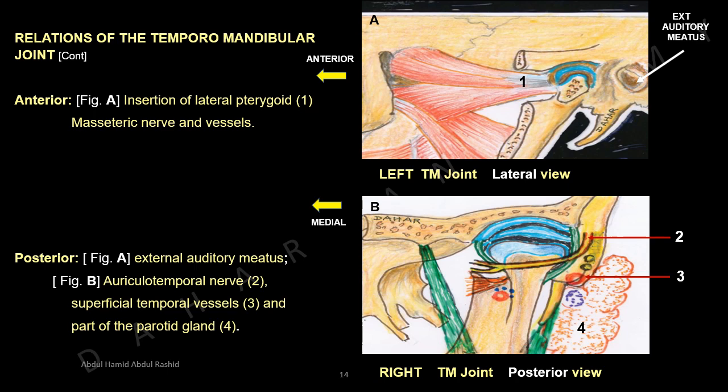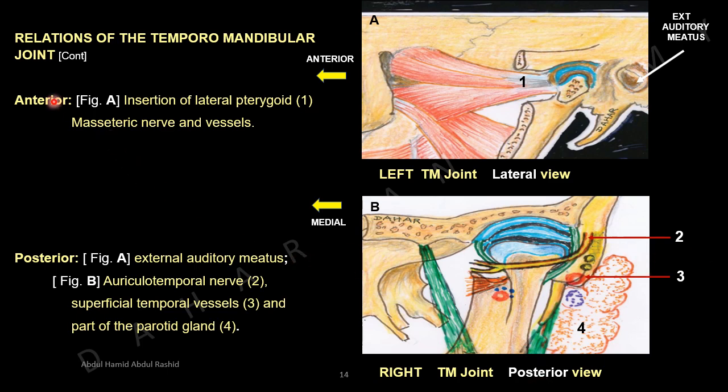Relations of the temporomandibular joint, continuation. We have two diagrams here, diagram A and diagram B. Diagram A is the left temporomandibular joint. You are looking from the lateral side. Lateral view of the left temporomandibular joint. This is in front and this is behind. This is the right temporomandibular joint looking from behind. So this will be lateral, this will be medial.